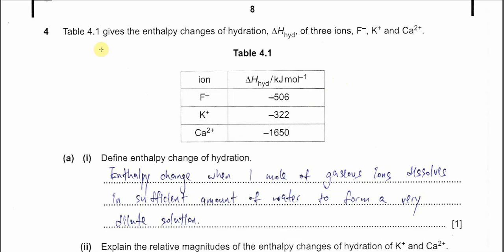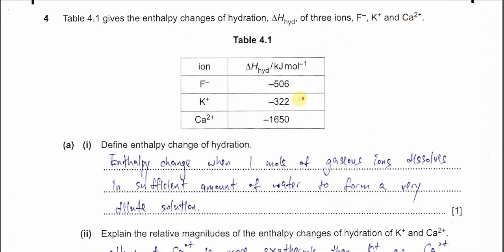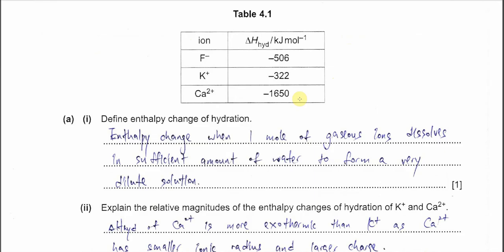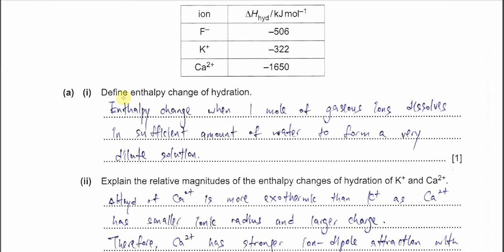Question 4. Table 4.1 gives the enthalpy change of hydration of the three ions: fluoride, potassium and calcium ion. Okay, this is their value. And part A, part 1: Define enthalpy change of hydration. Okay, very easy. You must start from gaseous ion.